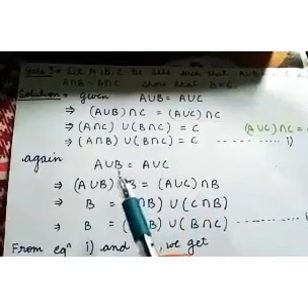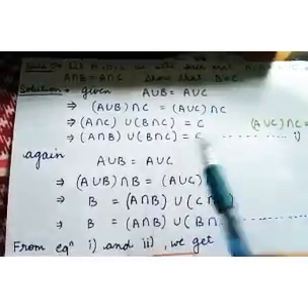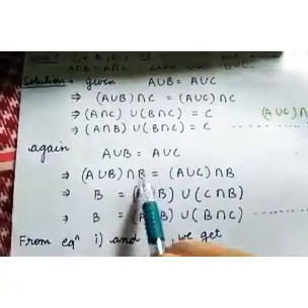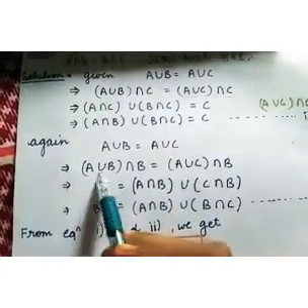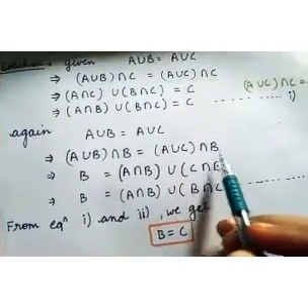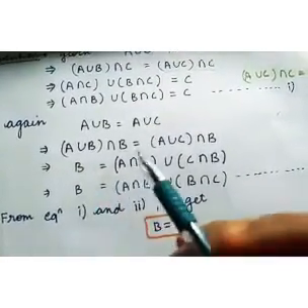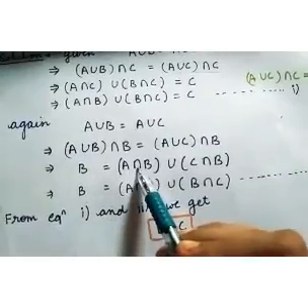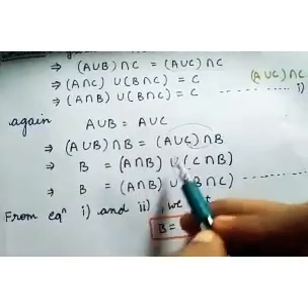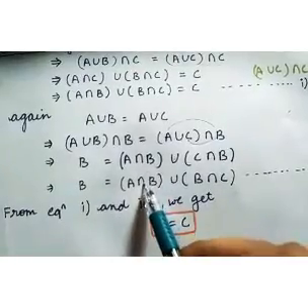Again, we have been given another data that A union B is equal to A union C. For the first time, we had taken the intersection with the set C. Now we will take the intersection with the set B. So (A union B) intersection B equals (A union C) intersection B. From here, this much is equal to B. I'll explain it right now. And then B equals (A intersection B) union (C intersection B).